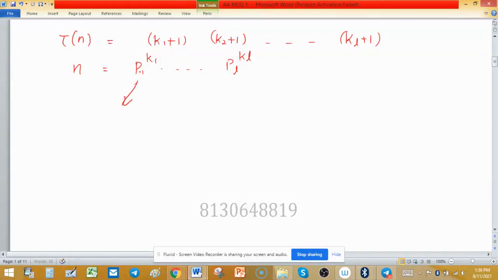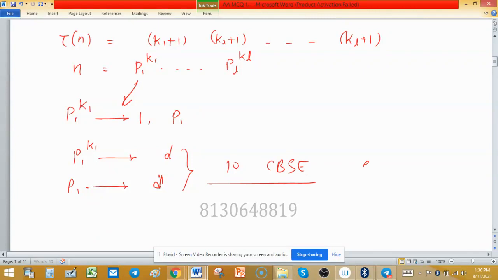So how many factors does p1 raised to the power k1 have? 1 is always a factor of any number, and obviously if p1 raised to the power k1 is divisible by any number, suppose that number is d, then p1 raised to the power k1 will also be divisible by d. This is a theorem, and we use this theorem in 10th standard of the CBSE board in chapter 1. So we are using this one.